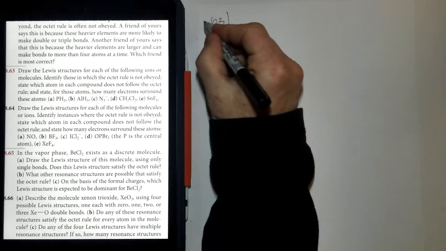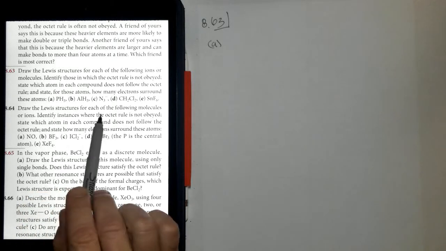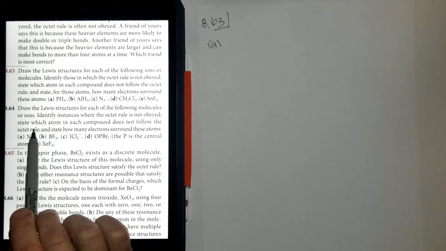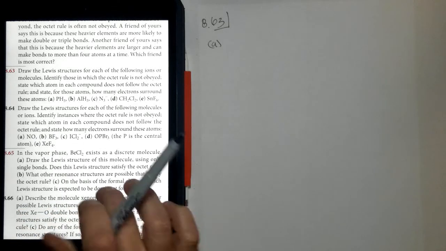So this is chapter 8, problem 63, lots of Lewis electron dot structures to draw in this one. It says to draw Lewis structures for each of the following molecules. Identify the instances when the octet rule is not obeyed. State which atom in the compound does not follow this octet rule, and state how many electrons surround these atoms.